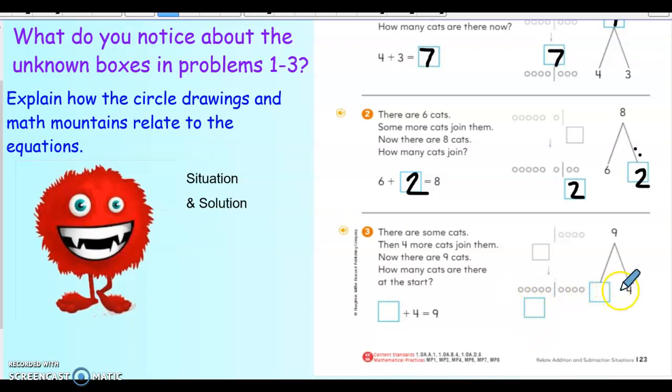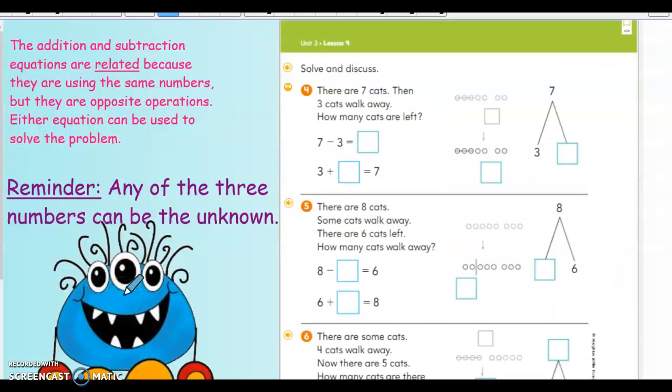So you can grab the 4 and get up to 9. You can count the amount of dots, 1, 2, 3, 4, 5. All right, so either way, you're all going to come up with the same answer of 5. 5 cats at the start. Good job. All right, we're going to head to the next page, so go ahead and turn the page.